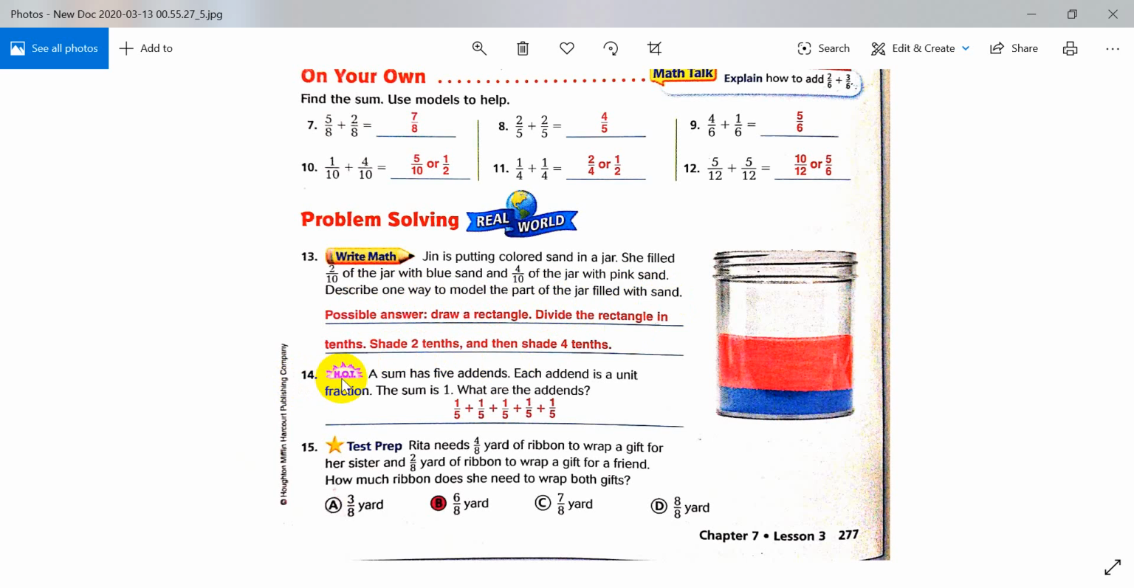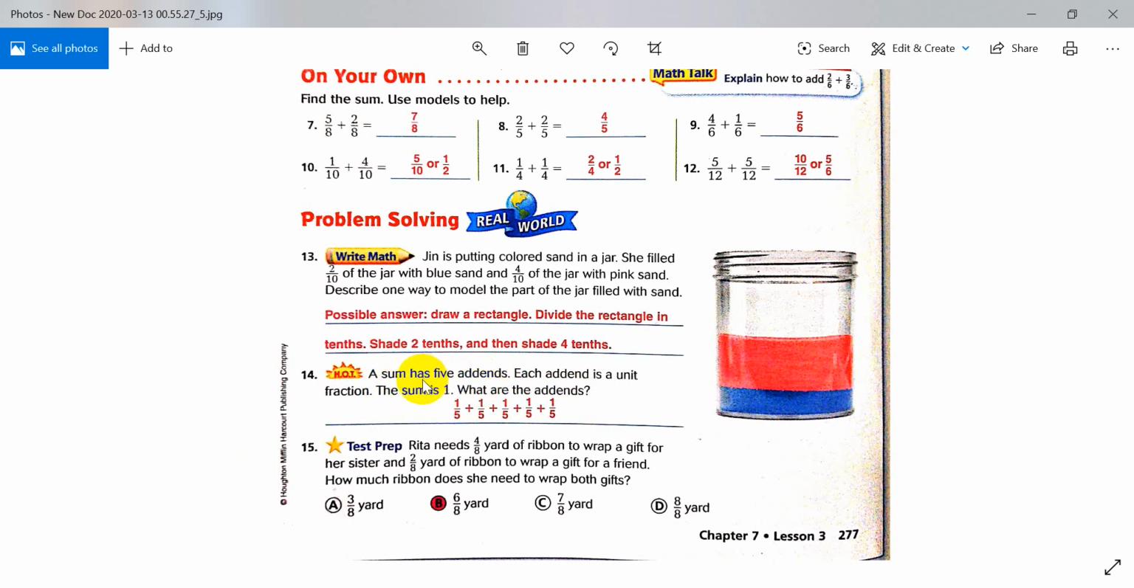Question number 14 is hot. Okay. A sum has 5 addends. Each addend is a unit fraction. The sum is 1. What are the addends? Here he asks about 5 addends.